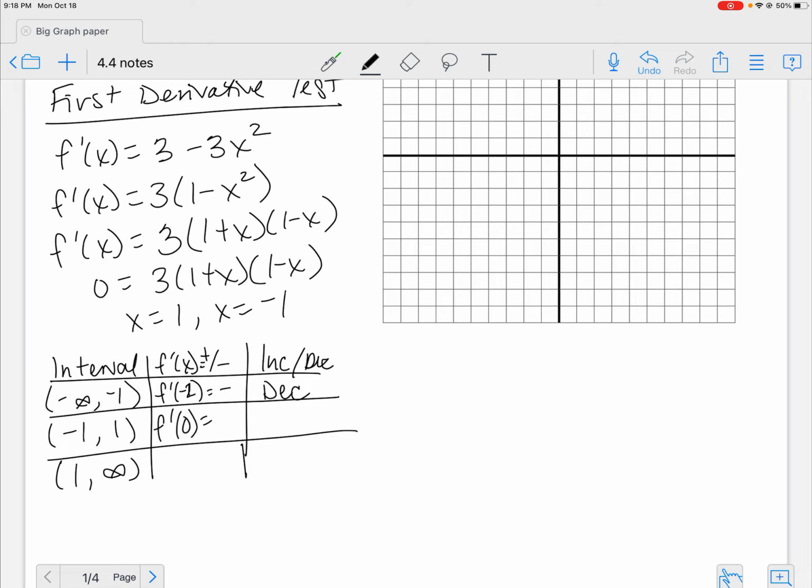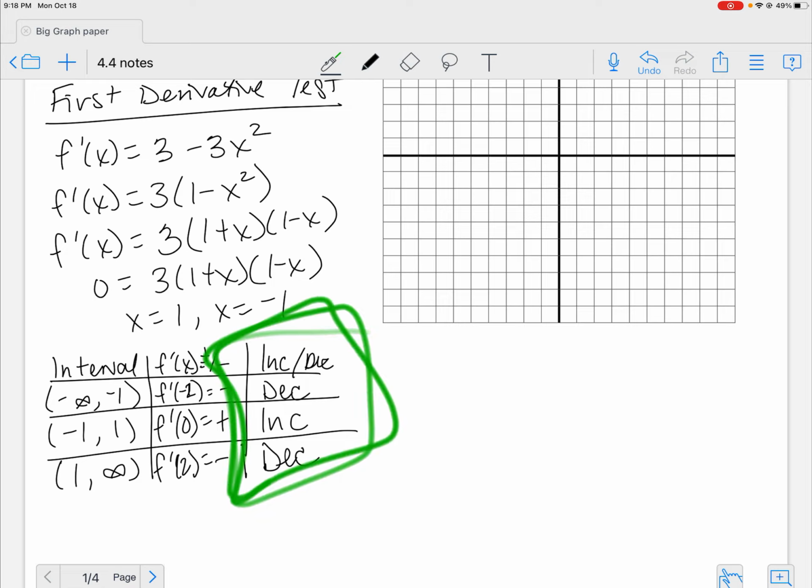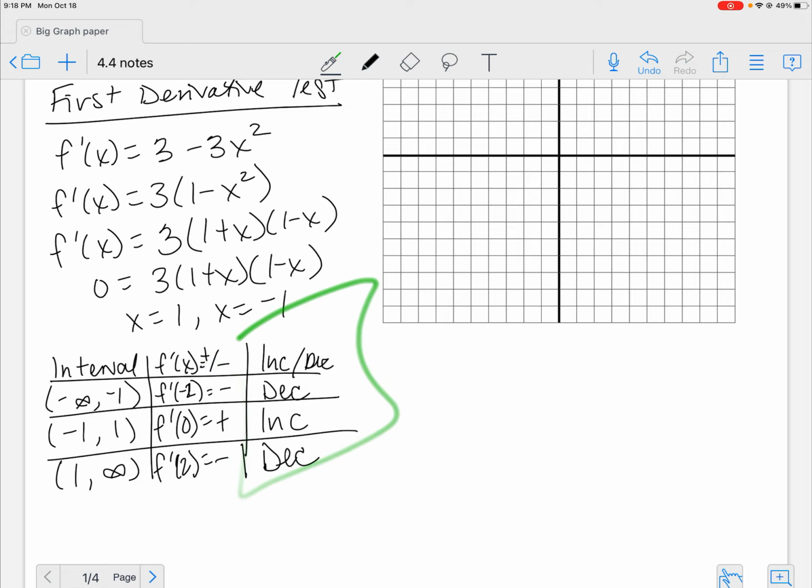Okay, now let's plug in 0. That makes that positive, and that's also positive. So that's positive, giving me increasing. Let's try 2. If I take a 2 and plug it in, that's going to be positive, but a 2 there, 1 minus 2 is going to be negative. So a positive times a negative is a negative again, and then my graph is decreasing. This is important. This tells you how your graph is moving, and that's a big deal.